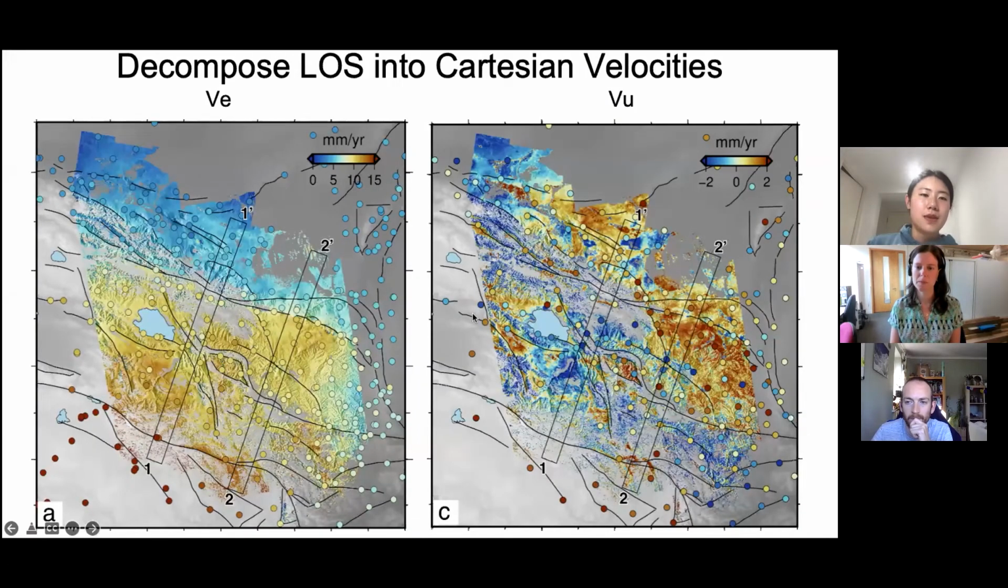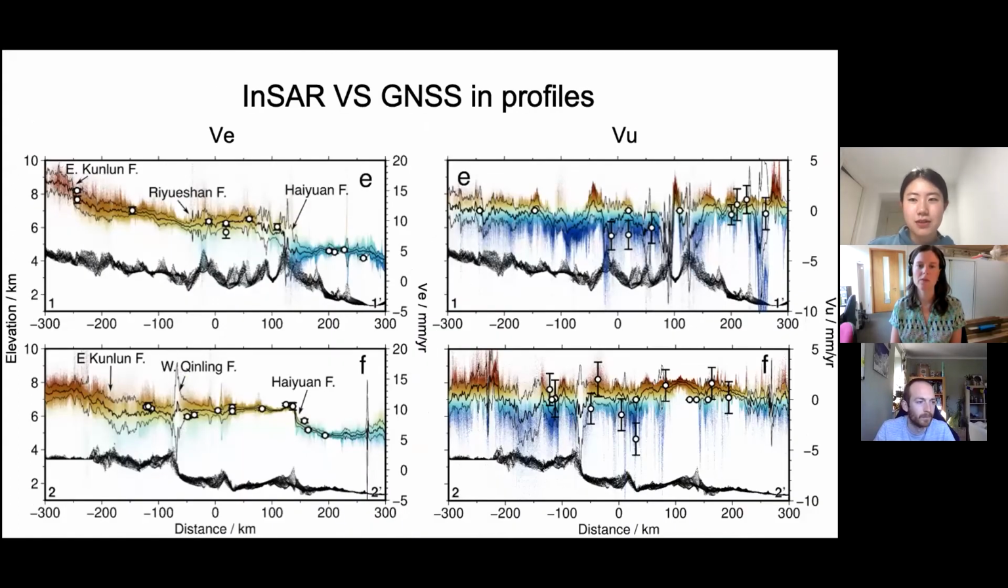So after the decomposition of the line of sight into east and vertical velocities, I did make a comparison across these two profiles. There is much better agreement between InSAR and GNSS in the east components. And the vertical is a component where the GNSS has poorer control. So the GNSS verticals are associated with larger uncertainties.